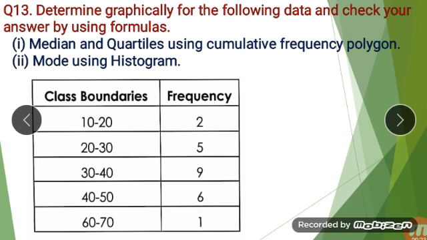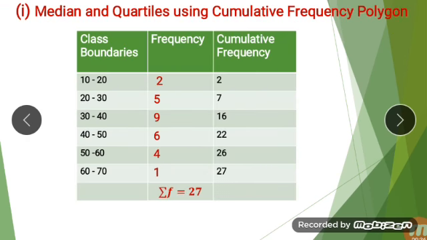So here let's see that for cumulative frequency polygon, is an additional column required or not? Of course, since we are going to go with cumulative frequency polygon, we must have the column of cumulative frequency. So here we have the cumulative frequency column. What we do in cumulative frequency, we add the frequency of each successive class. Here it is 2, 2 plus 5, 7, 7 plus 9, 16, 16 plus 6, 22, 22 plus 4, 26, 26 plus 1, 27. This is cumulative frequency. Now in order to determine the median, we will take a start from median.